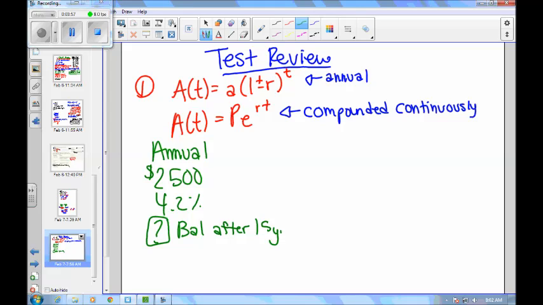Okay. So, which formula do we use? The first one, because it's annually. Okay, so it's just plug and chug. Formulas are nice because we just plug in information. A of t, the amount after time. Do we know the amount after time? No, that's what we were trying to find. And what is the time we're looking at?